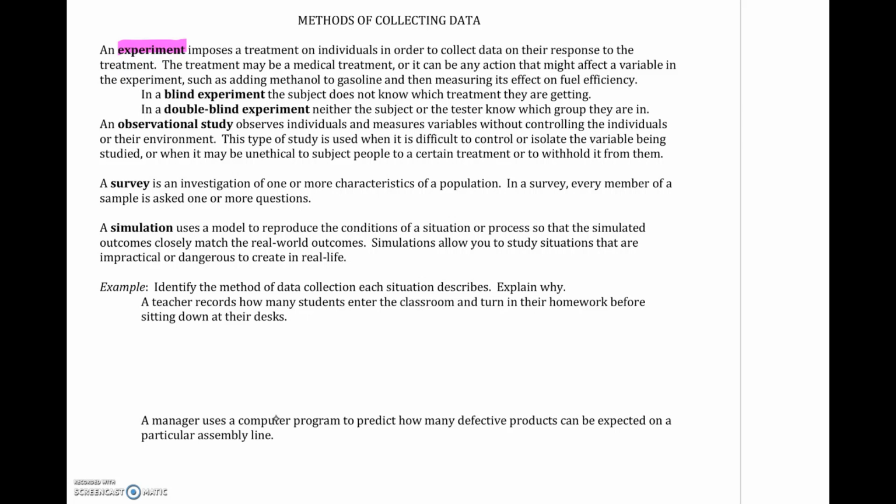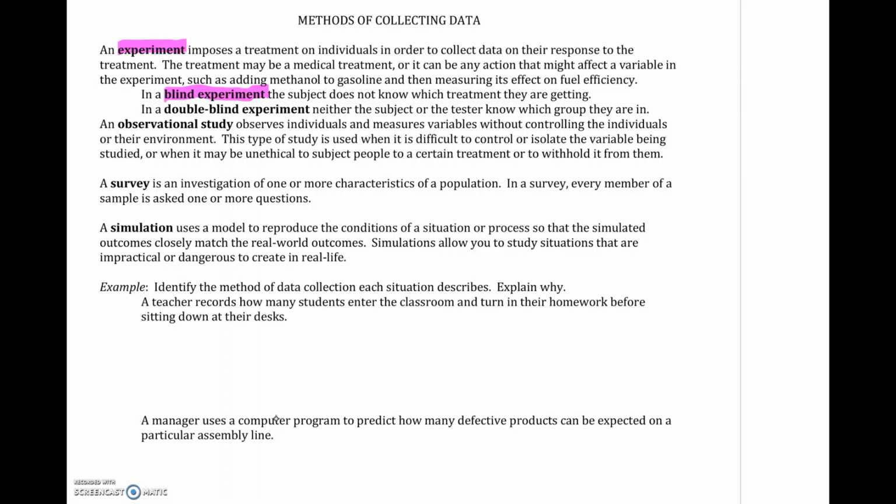We have two types of experiments here that are important to recognize. We have a blind experiment, where the subject does not know what treatment they're getting. So often in medicine, you might think, okay, people are either getting a placebo or the actual medicine. They don't know which. That would be a blind experiment, because the person conducting the experiment actually does know who got the placebo and who got the actual medicine.